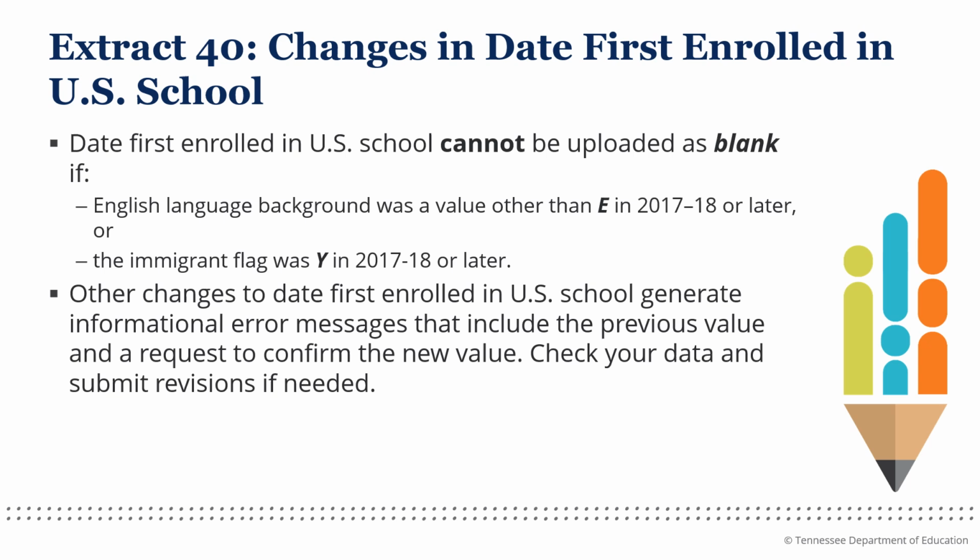Extract 40, changes in date first enrolled in U.S. school. Date first enrolled in U.S. school cannot be uploaded as blank under two situations. First, if English language background was a value other than English in 2017-18 or later, or the immigrant flag was yes in 2017-18 or later. Other changes to date first enrolled in U.S. school generate informational error messages that include the previous value and a request to confirm the new value. Check your data and submit revisions if needed.